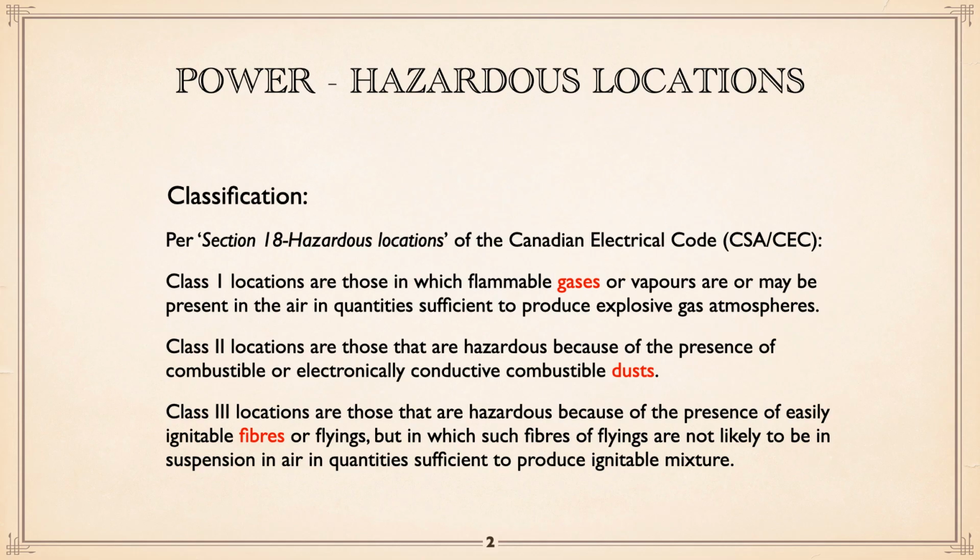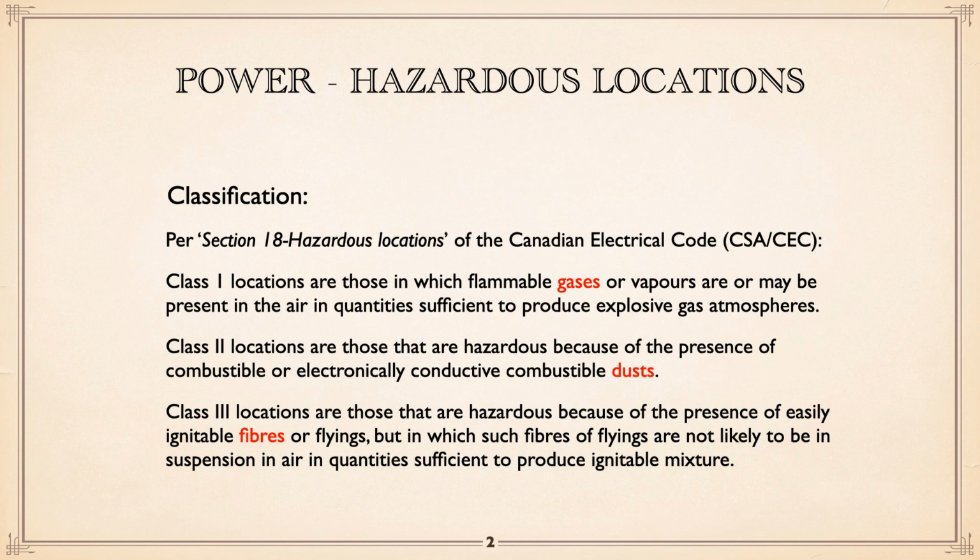Basically, hazardous locations, and per the Canadian Electrical Code, hazardous locations are divided into classes. Class 1, flammable gases or vapors, which may be present. And that basically is what we're dealing with the concern of wastewater, primarily methane that can be generated by the stuff in the wastewater. Class 2, you're dealing with dusts, which is not a concern of ours. Class 3, where you're dealing with fibers.